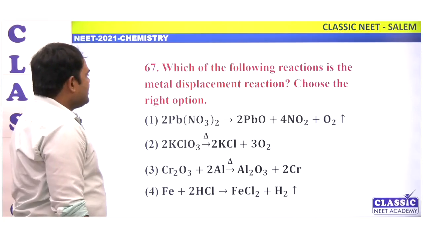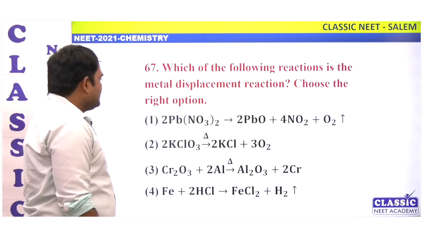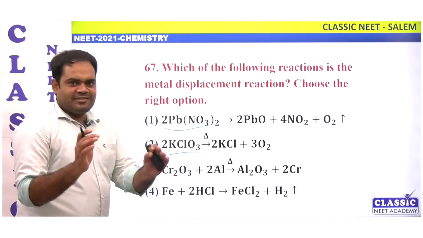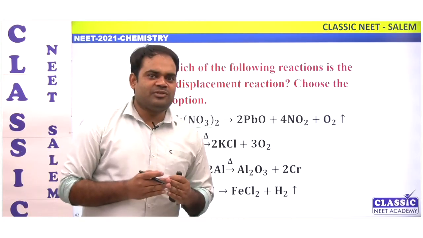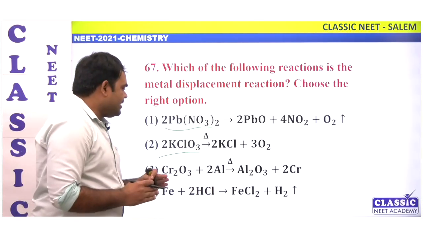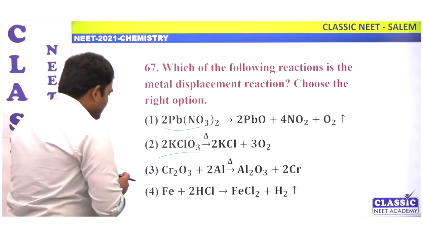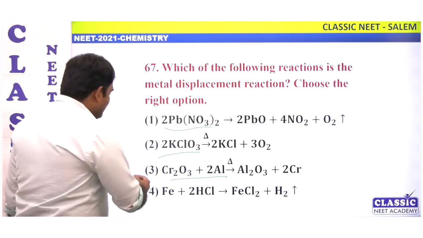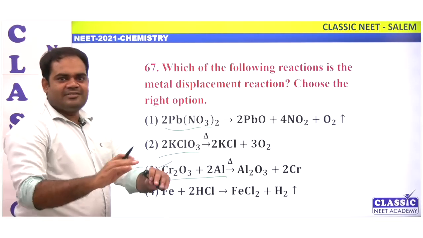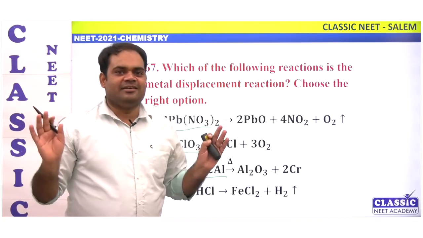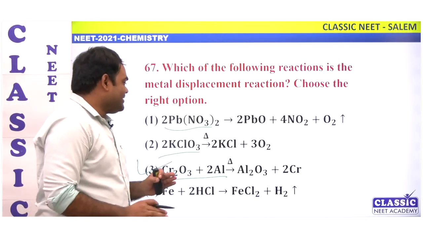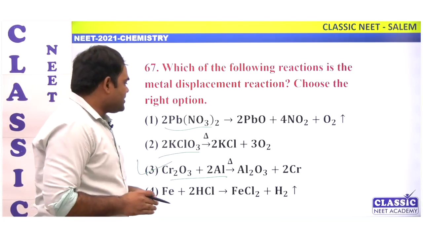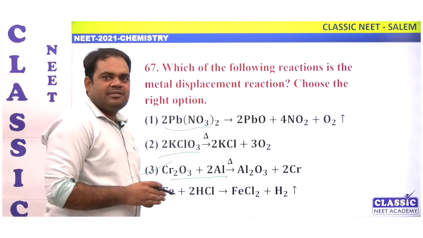Which of the following reactions is the metal displacement reaction? Choose the right answer. Look, there is only one metal here. Suppose you are not knowing much about this, just by seeing you can say which one is correct. In the third option only there are 2 metals present. So easily you can say that the third one is correct. This is just if you are not knowing anything, just by seeing the options you can say which one is correct. That is the displacement reaction. The third one is the correct answer.